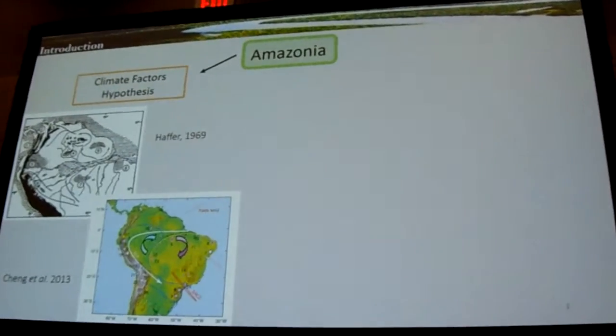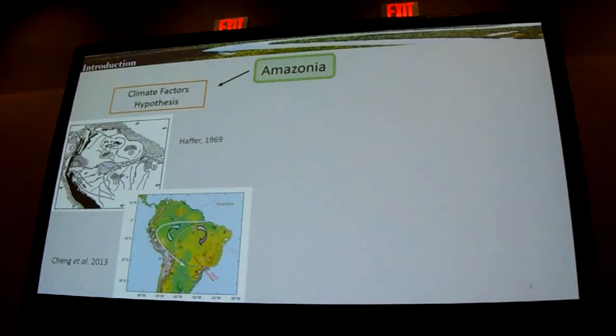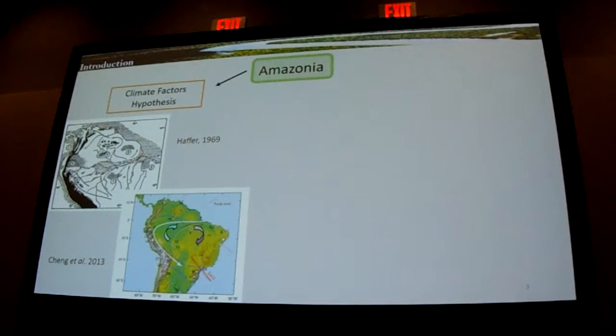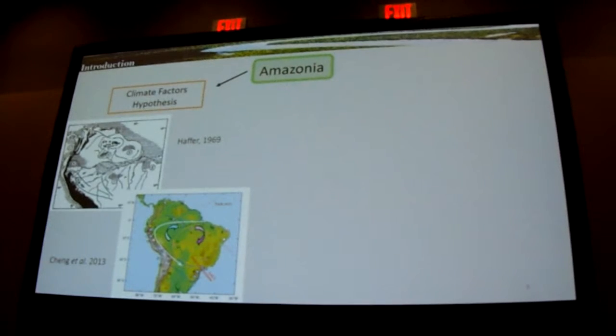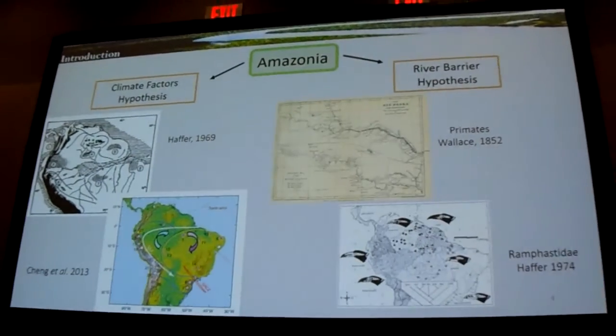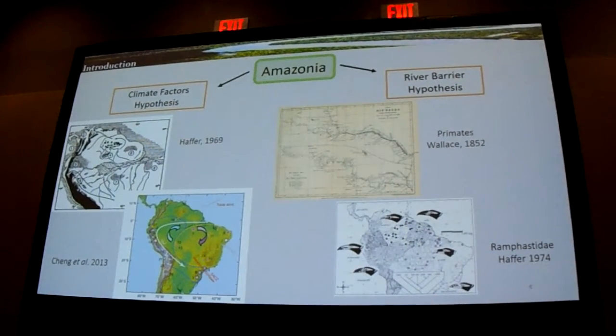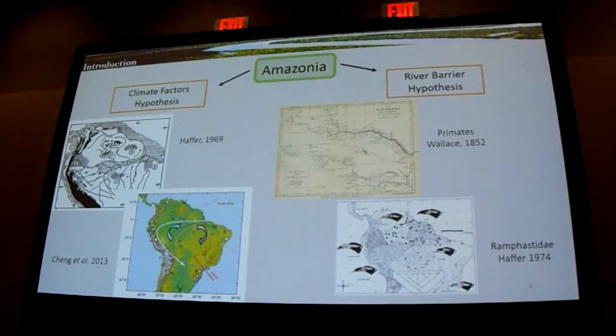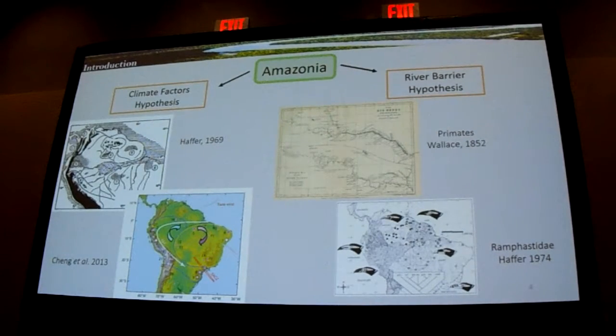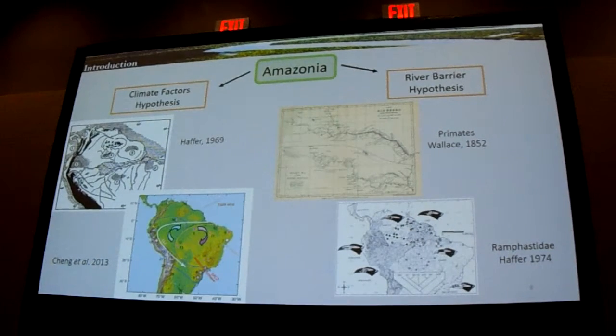During the glacial periods, we had fragmented islands along the landscape, but recently Chang said that only the East Amazon was fragmented and the West Amazon was a continuous forest. We also have the river barrier hypothesis, which has been tested for different rivers and different groups of species. Wallace was the first to observe different species of primates on different sides of the river, but it was Haffer, in his words, who proposed the river as responsible for generating this diversity.